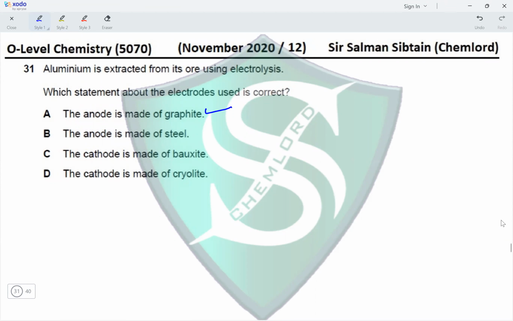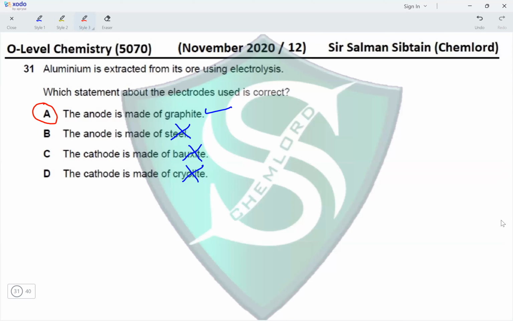So the anode is made of steel? No, graphite. The cathode is made of bauxite? No, graphite. The cathode is made of cryolite? No, graphite. Okay, so this makes option A the correct option for this question.